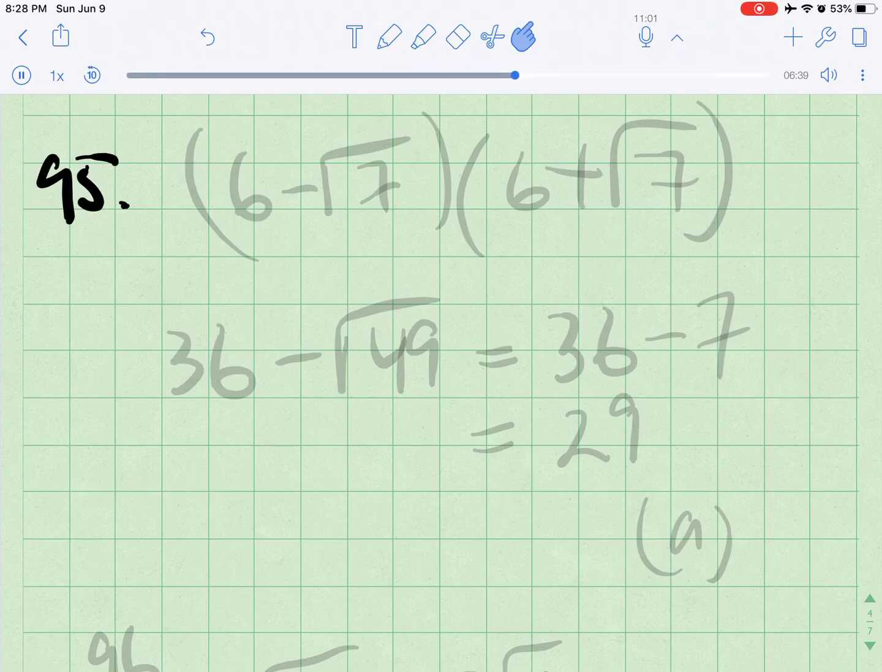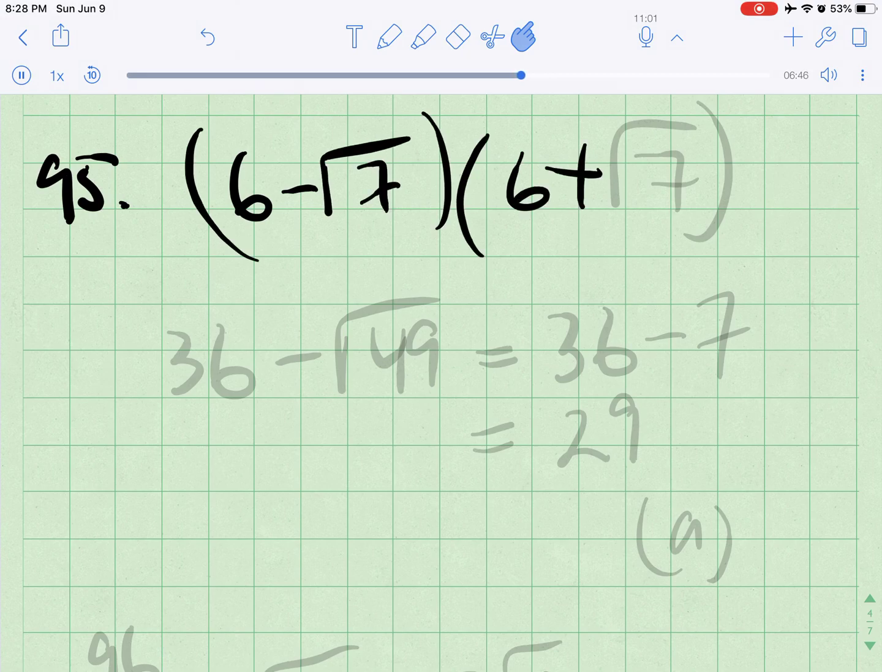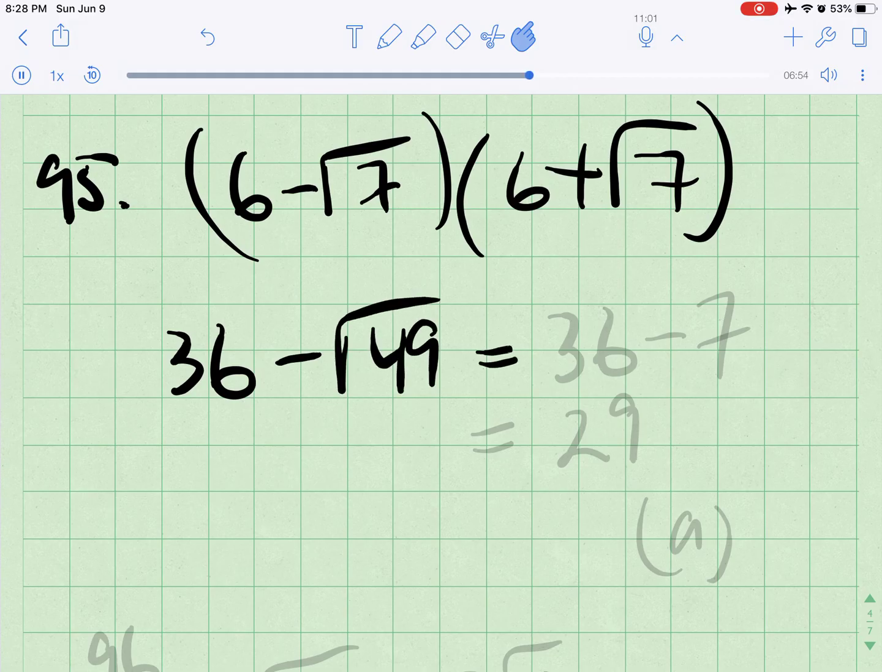95. 6 minus root 7 times 6 plus root 7. 36 minus root 49 equals 36 minus 7, which is 29, which is A.